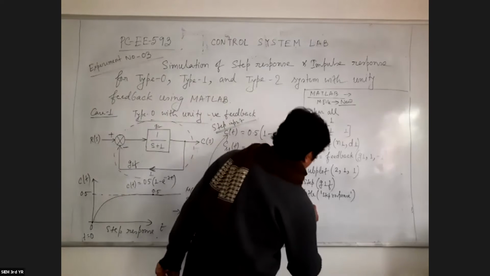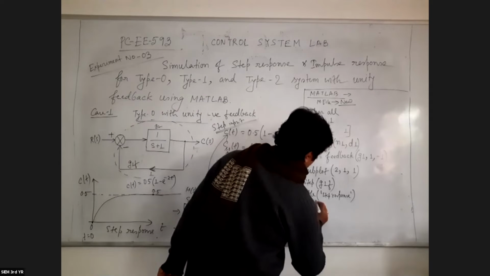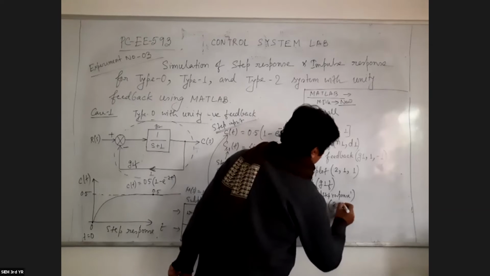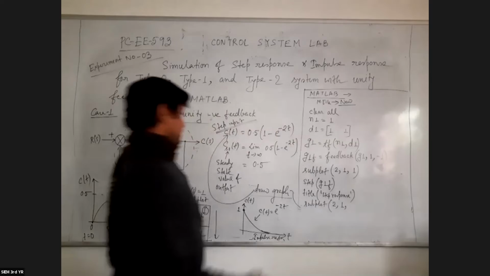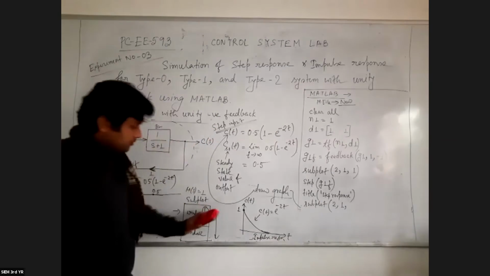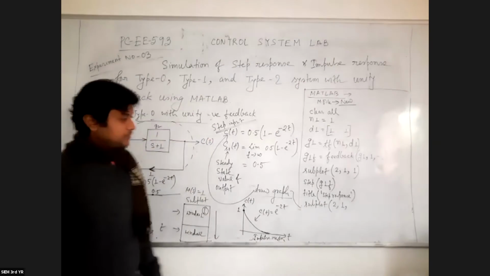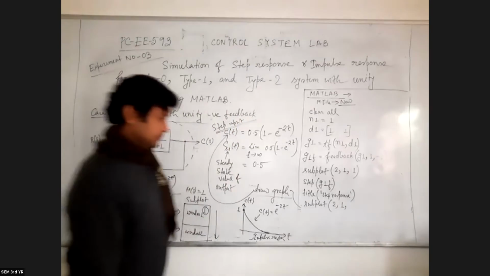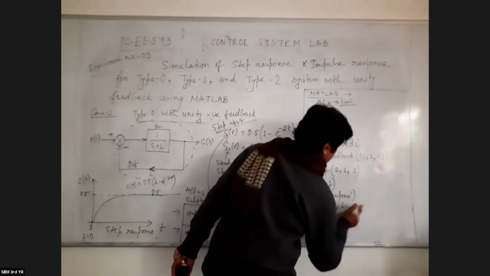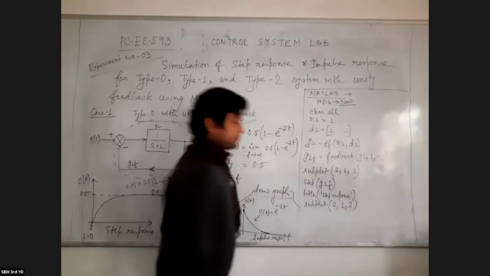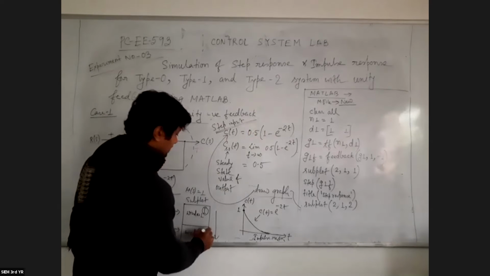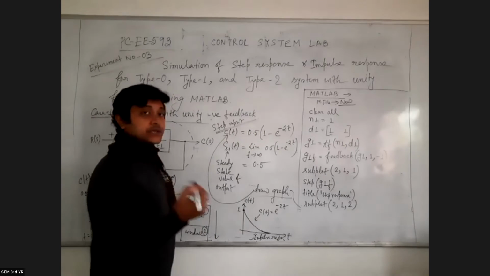And then again subplot 2 comma 1 comma 2. These two represent again two graphs. This one represents one column, a single column. Next will come as 2, which represents picture number 2, the second picture.